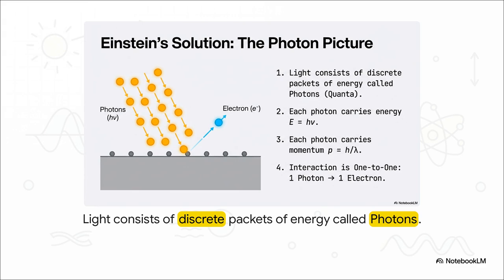Let's picture it as a stream of tiny, individual packets of energy, like little energy bullets. He called these packets quanta, and today we call them photons. Each photon carries a very specific amount of energy, and it's all based on its frequency. And here's the most important part. The interaction is always one-on-one. One photon hits one electron and gives it all of its energy.